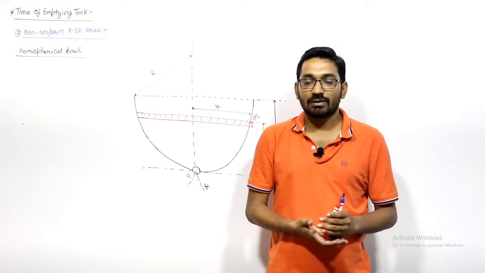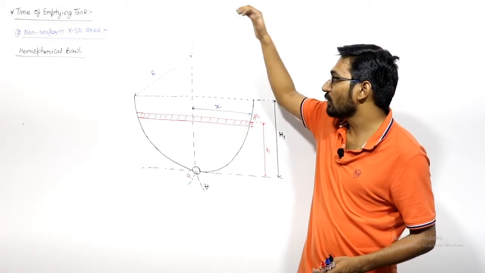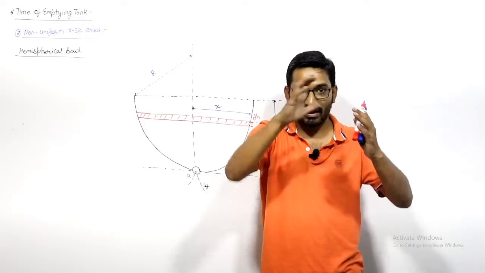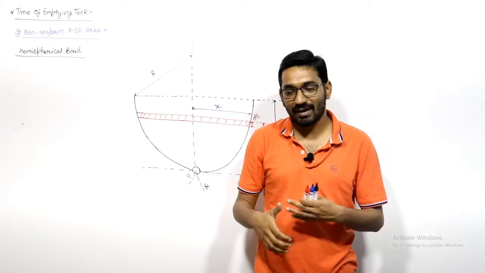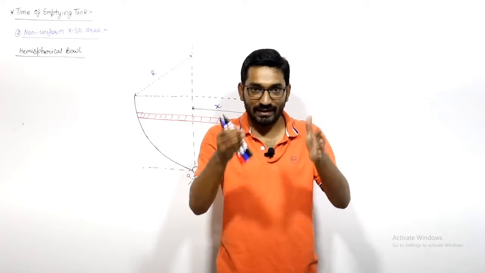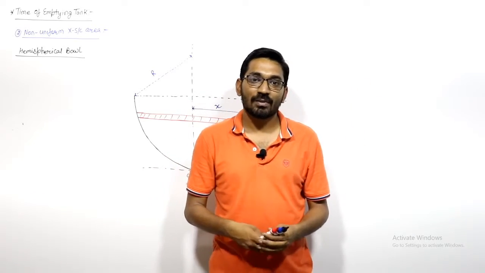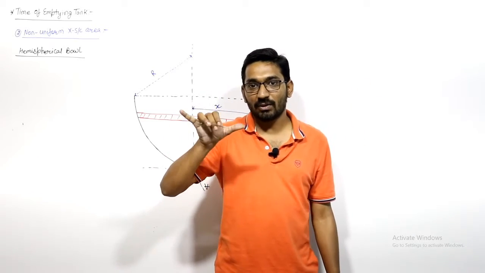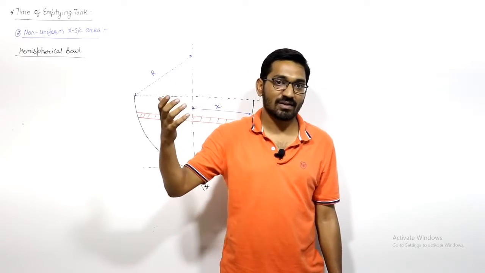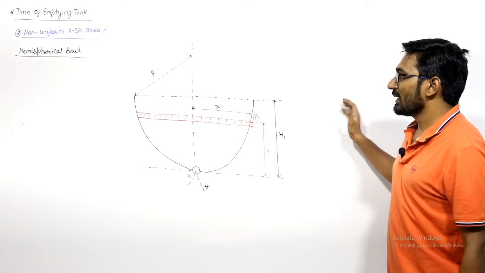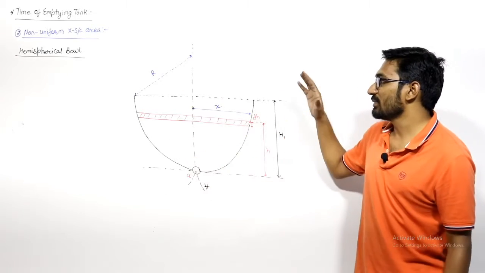Now let us see the time taken to empty a tank, and now we will discuss the second case, that is when the tank area is non-uniform. Earlier we discussed the uniform area of the tank and the time taken to empty that tank. When we integrate the continuity equation, we take the area as a constant and integrate it.